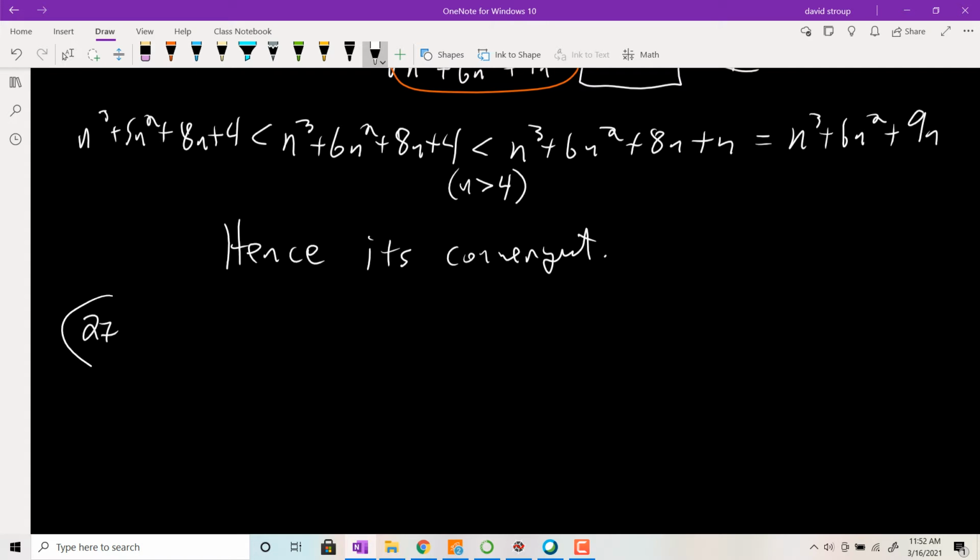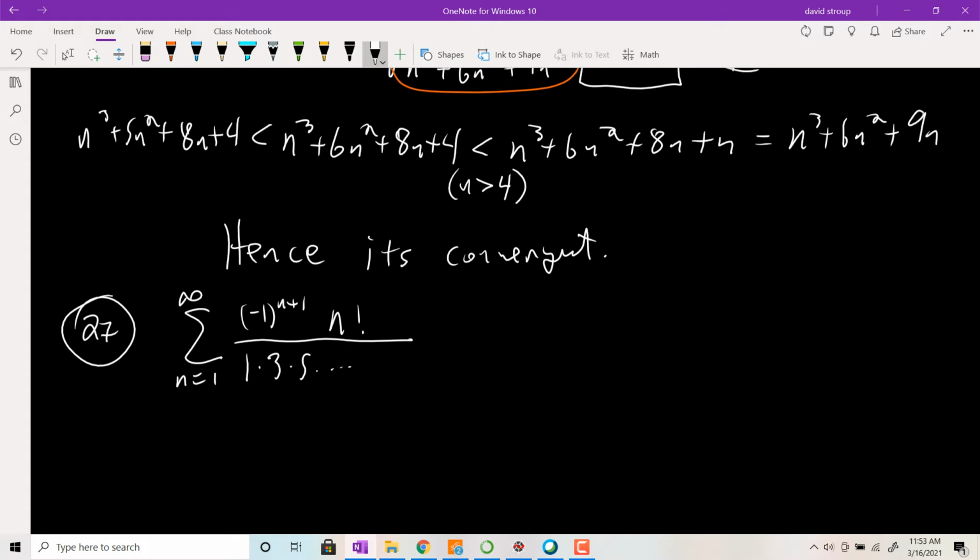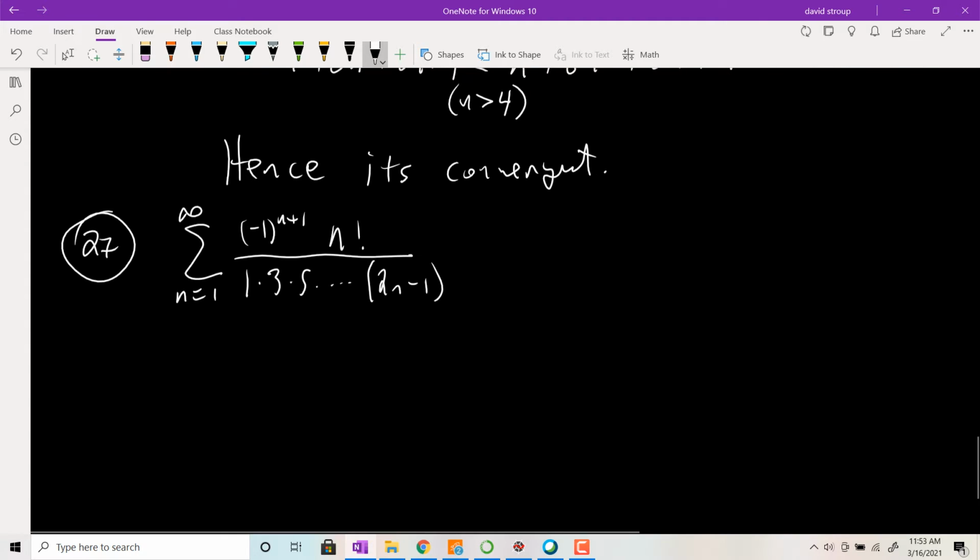I'm sorry to show all the hard ones here, but sometimes I do just easy ones in my lectures. I want to do some hard ones, right? So the sum from n equals 1 to infinity of negative 1 to the n plus 1 times n factorial all over 1 times 3 times 5 times dot, dot, dot, all the way up to 2n minus 1. Okay. So the hard part for this one seems to be showing that the limit is going to 0. So that's kind of the first thing to tackle.